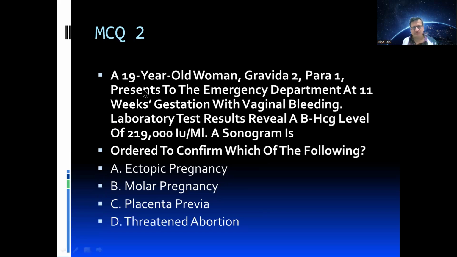A 19-year-old woman, Gravida 2 Para 1, presents to the emergency department at 11 weeks gestation with vaginal bleeding. Laboratory tests show a beta hCG of 219,000 international units. A sonogram is ordered to confirm which of the following? So what is the answer? Here the answer is molar pregnancy, because the hCG level is quite high. This high level is associated with molar pregnancy, not ectopic pregnancy, placenta previa or threatened abortion.